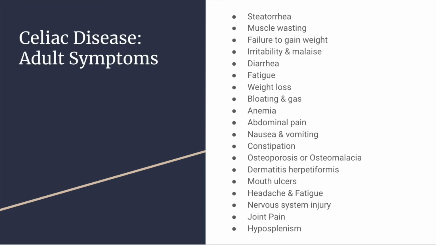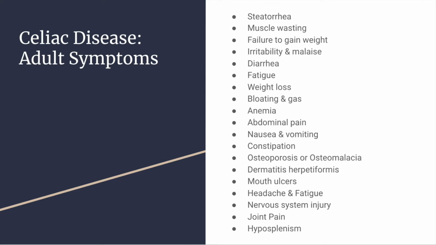Symptoms associated with celiac disease differ greatly depending on the age of development, whether the individual is an adult or a child. Common digestive signs and symptoms associated with celiac disease in adults include steatorrhea, muscle wasting, failure to gain weight, irritability, and malaise. Intestinal damage often leads to diarrhea, fatigue, weight loss, bloating, and anemia, and can lead to other serious complications.